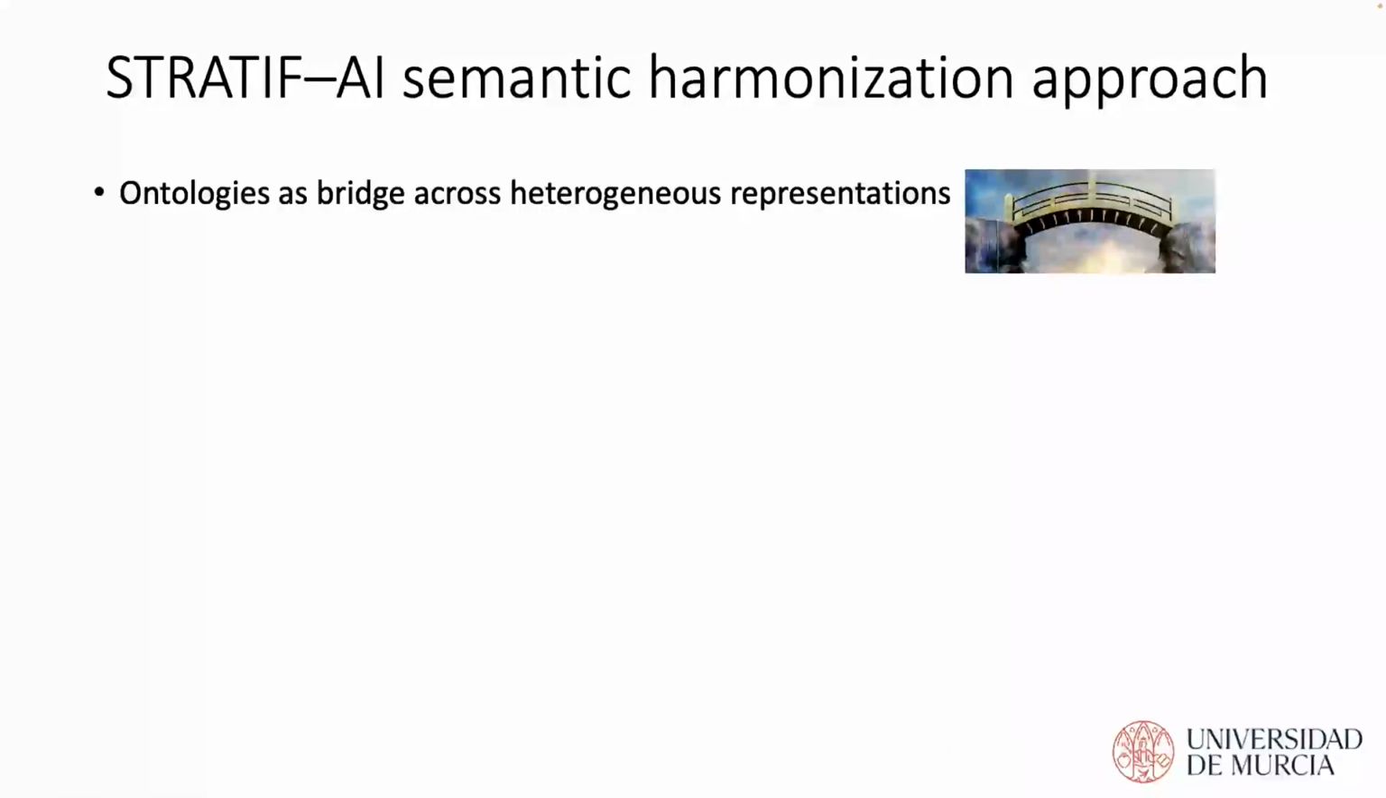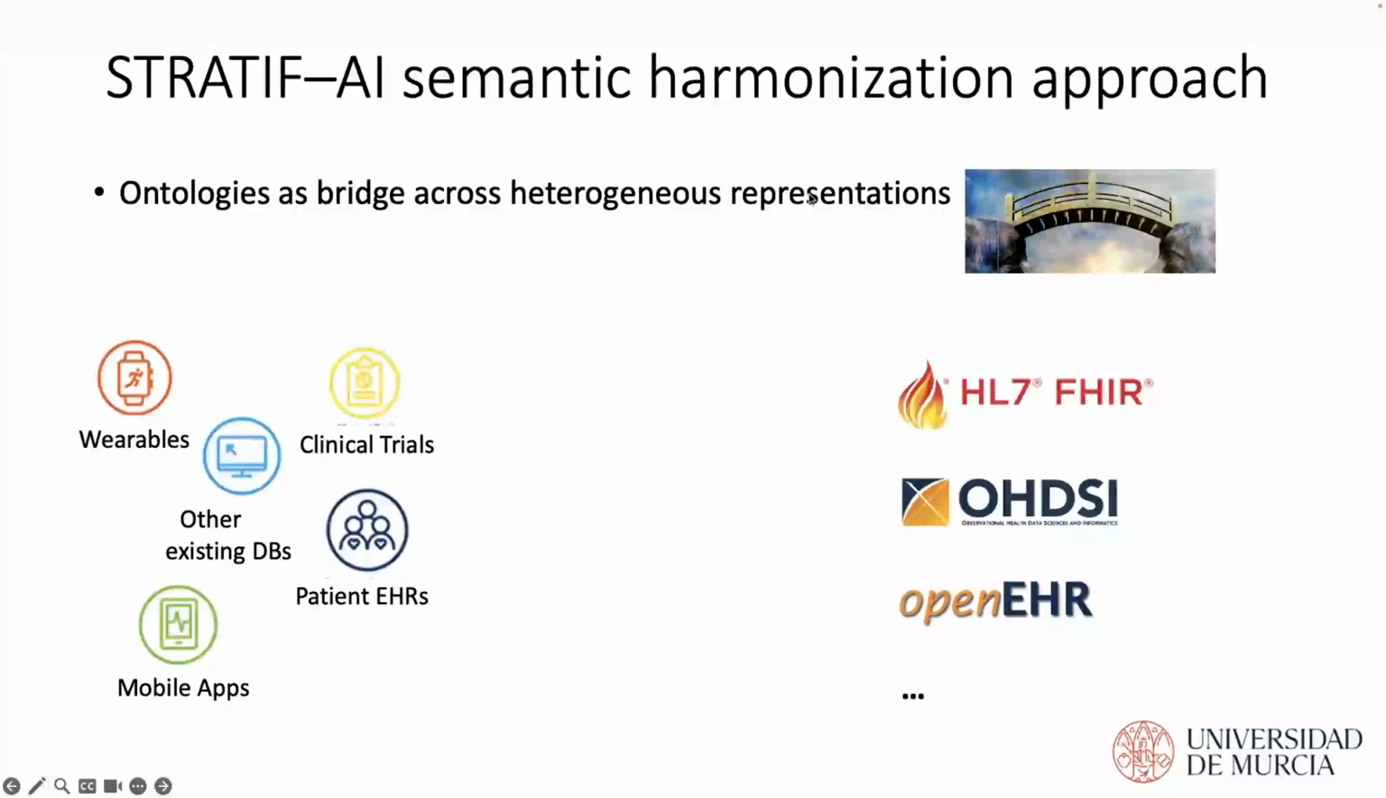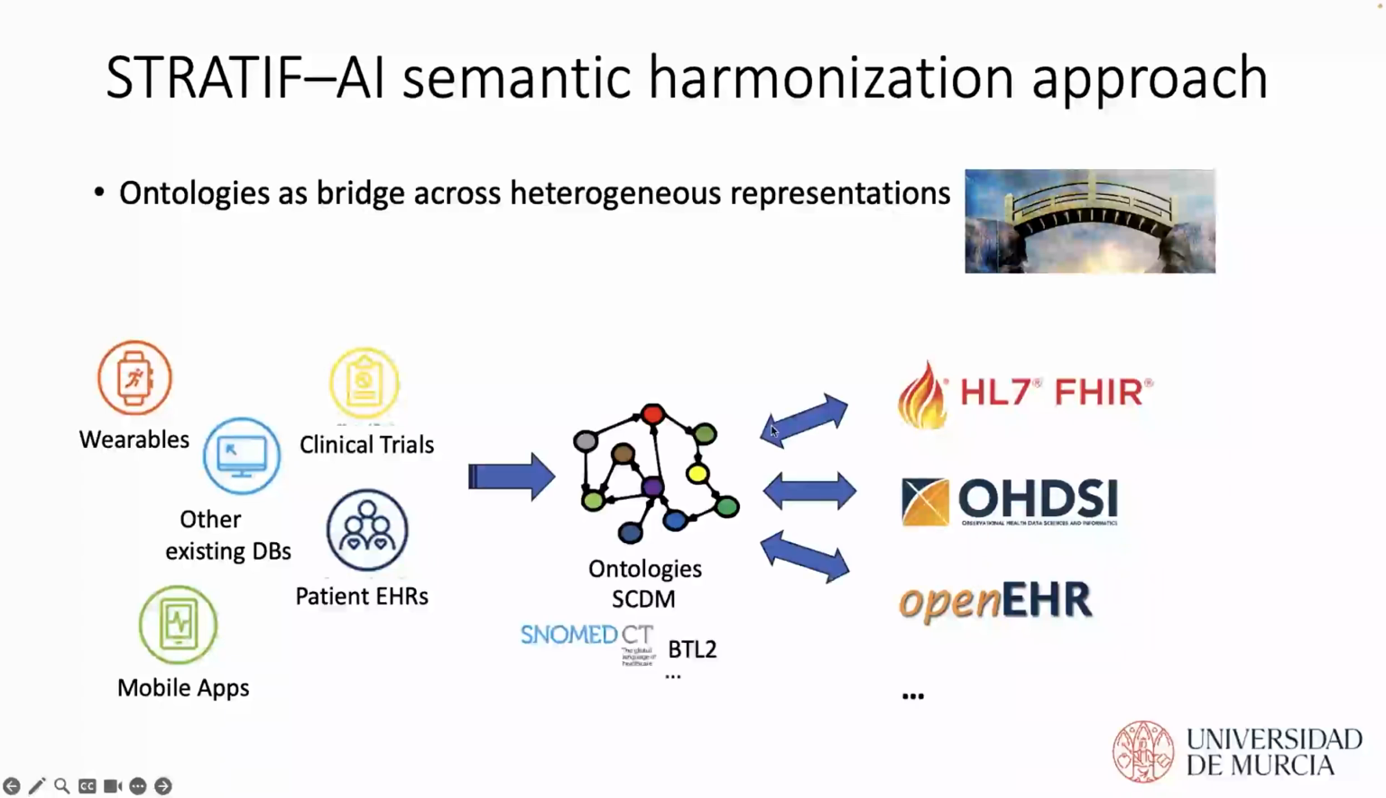So what's the solution? Our approach in Stratify is ontology-based. We are using ontologies as a bridge across the different representations. What does it mean? Instead of committing to one standard, for example representing all our data in FHIR and being done, we put ontologies in the middle as a bridge to allow this representation across different existing standards.